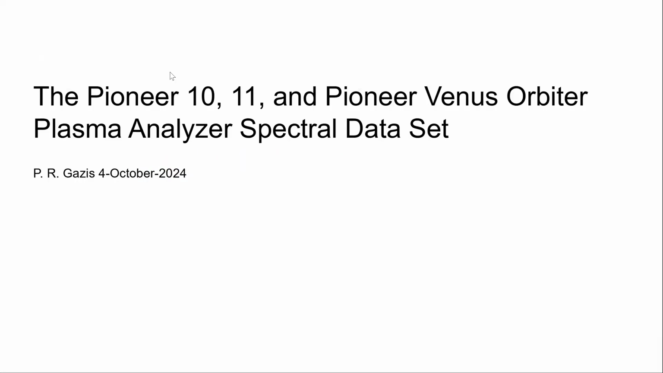Okay, my name is Paul Gazis. I joined the plasma physics group at NASA Ames Research Center back in 1983 and remained with it until the end. During that time, in addition to doing my ordinary research, I also oversaw the data production for the plasma analyzers on board Pioneer 10, Pioneer 11, and Pioneer Venus. And I'm going to be talking about the spectral data set from these instruments today.